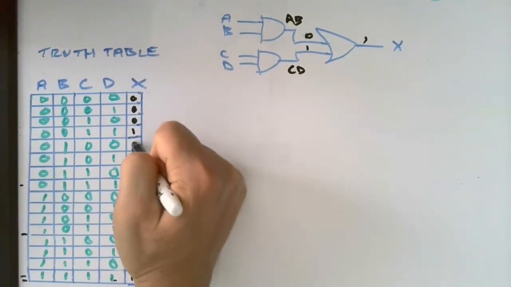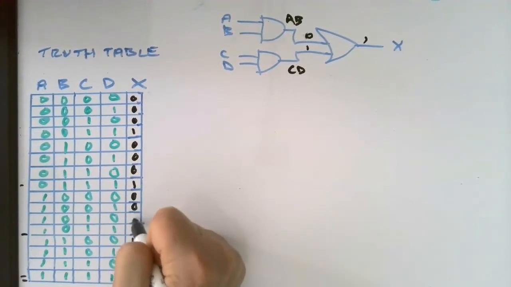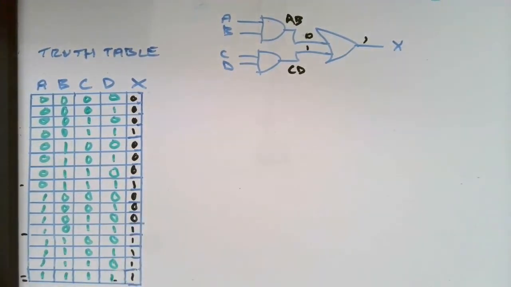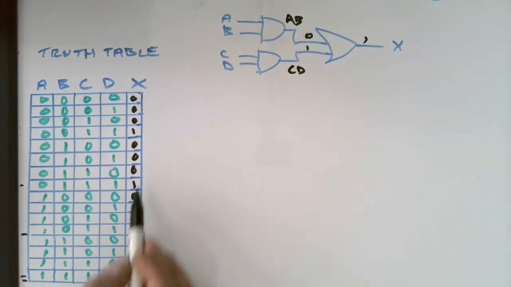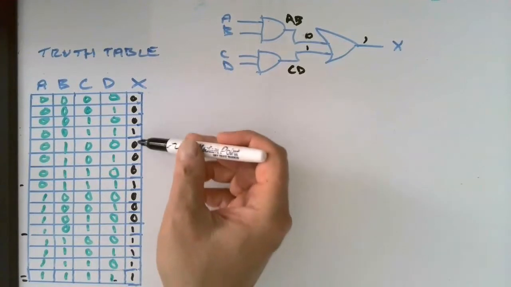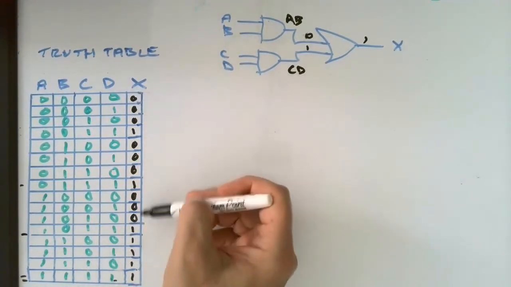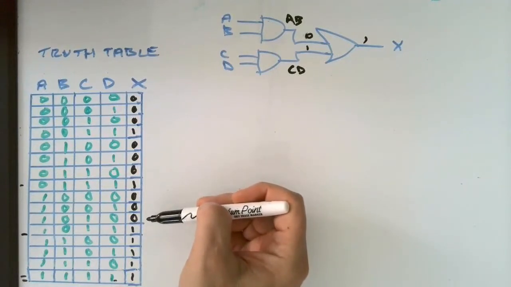0, 0, 0, 0, 0, 0, 0, 0, 0. This marker is a little fat, but you get the idea. So we have a total of 1, 2, 3, 4, 5, 6, 7 situations that will produce a 1 on the output. And interestingly, we have 1, 2, 3, 4, 5, 6, 7, 8, 9 situations where we have a 0 on the output.